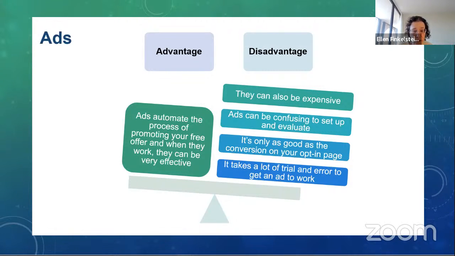And finally, it takes a lot of trial and error to get an ad to work. So what you do is you create multiple ad versions and see which one works best and get rid of the worst one. You go through this whole process to optimize the ad. So a lot of work.